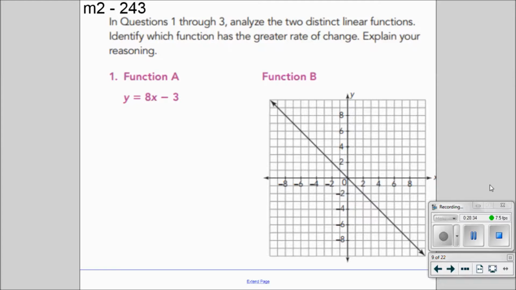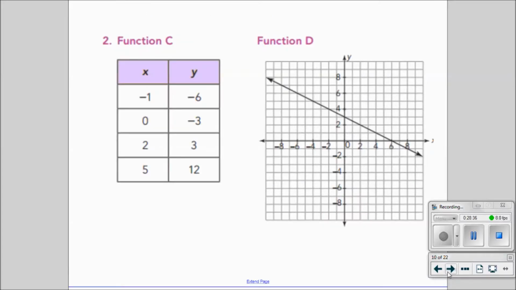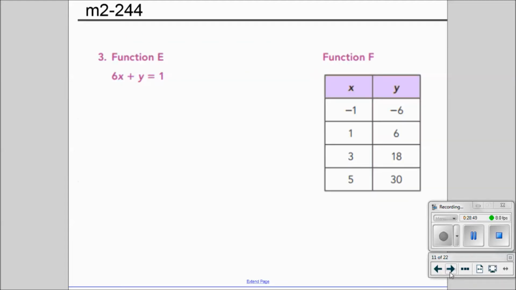Okay, let's look down below. So you're going to get some time to work now on your own. So here's what you're going to do. You're going to figure out answer 2. So you're going to find our slope or our rate of change from the table, find it from the graph, and compare the two. Then you're going to flip over to page 244 and do this next one.